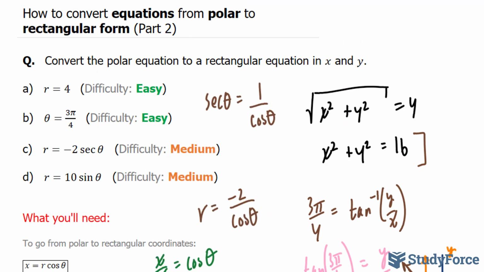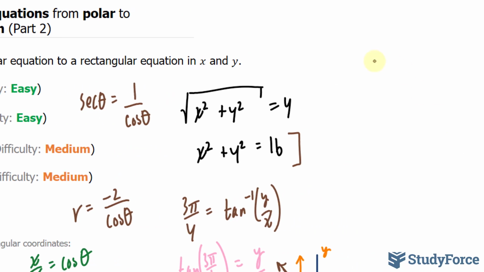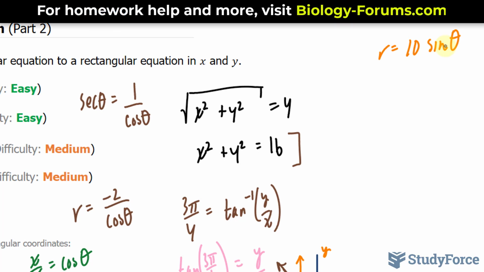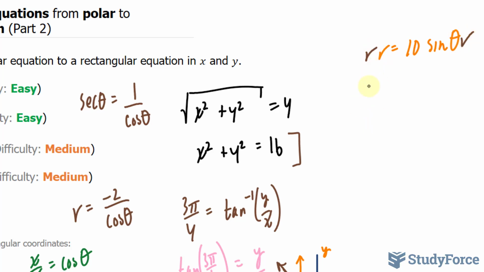Let's move on to question D. In question D, we have r is equal to 10 sine theta. Now, there are many ways that you can approach this question, but I think the best way is to be a little clever with your mathematics. What you can do is multiply both sides by r. So multiply this side by r and this side by r. You end up with r squared is equal to r times 10 sine theta.